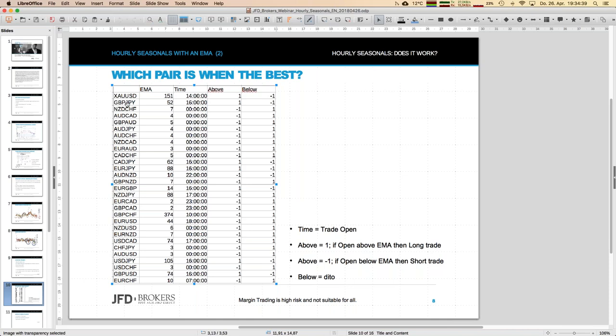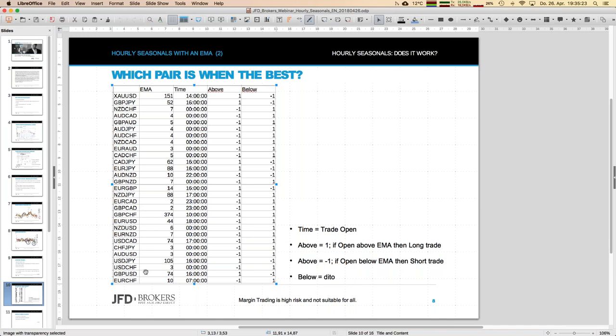And you see another symbol like British pound, Japanese yen, then the best EMA would be an EMA of 50. And the best point in time for a trade during the day would be 4 o'clock. And once again, above we should go long, below we should go short. But sometimes it's vice versa. For example, the next one here, New Zealand dollar Swiss franc, EMA 7, we should trade at midnight. Okay, that might not be the most favorable time, but at least the analysis is done that way.